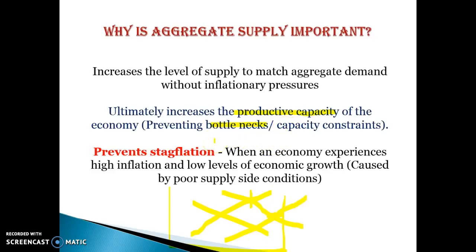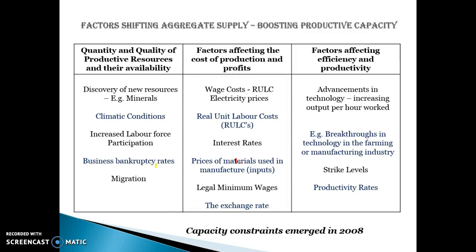Aggregate supply is critically important for preventing stagflation, which is basically when an economy experiences high inflation and low levels of economic growth. And we'll talk about that in the future. So what boosts our aggregate supply? What are some things that are going to boost our long-term productive capacity? Well, it basically comes into three separate categories.